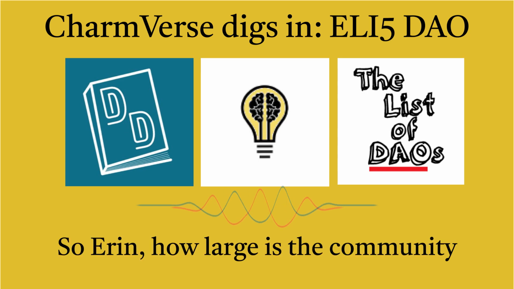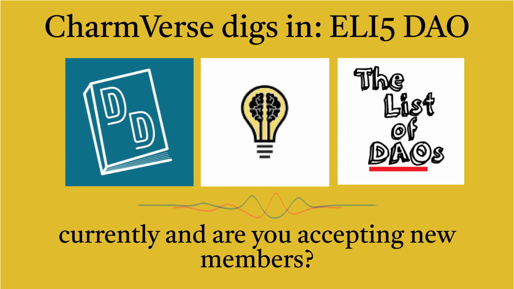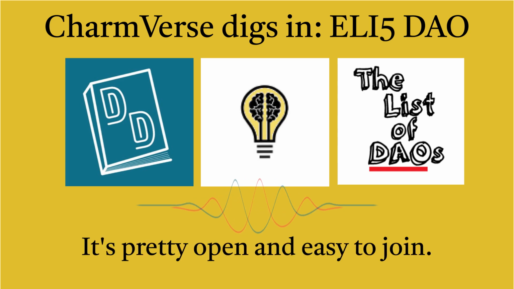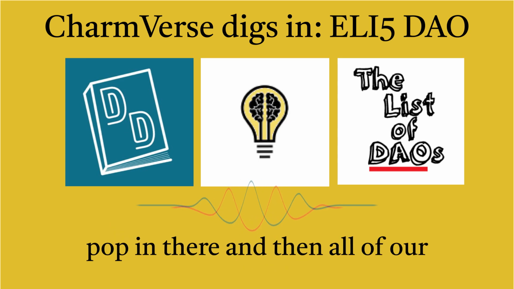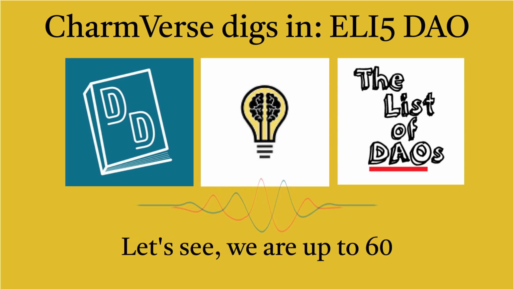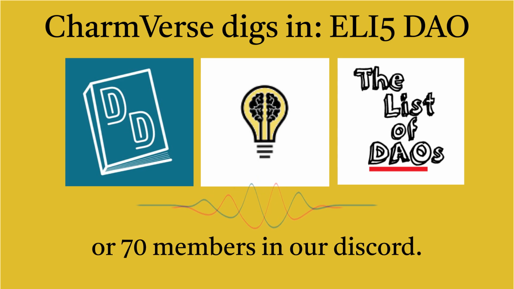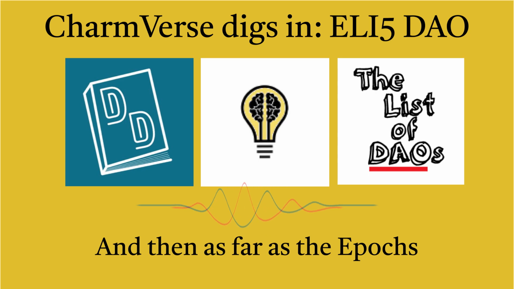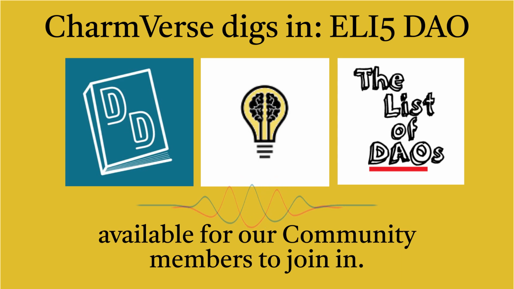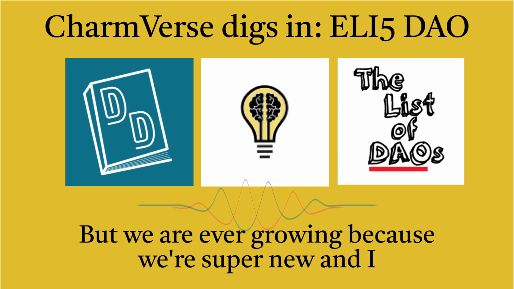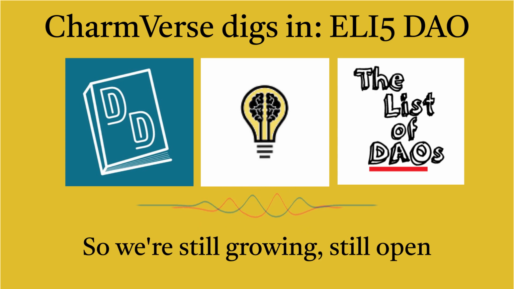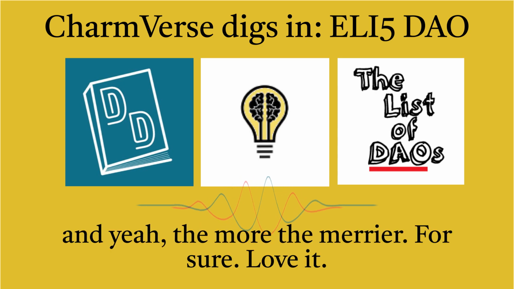So Erin, how large is the community currently and are you accepting new members? Yeah, we are accepting new members. It's pretty open and easy to join. We have our Discord links and you can pop in there, and all of our onboarding documentation actually lives on CharmVerse. I think we're up to 60 or 70 members in our Discord. As far as the epochs go, we do have limited bounties. In the first epoch, we had 18 bounties available for our community members to join in. We're ever growing because we're super new, and I think a lot of people are discovering us here and there. So we're still growing, still open, and the more the merrier for sure.